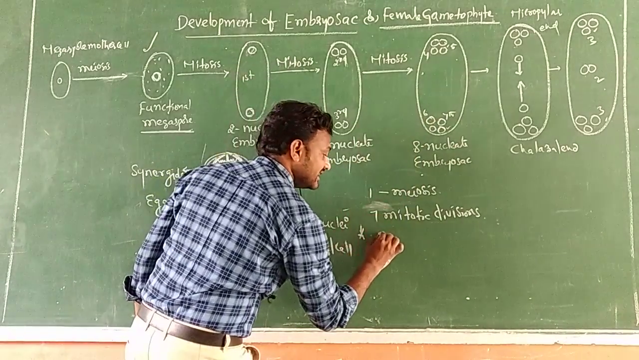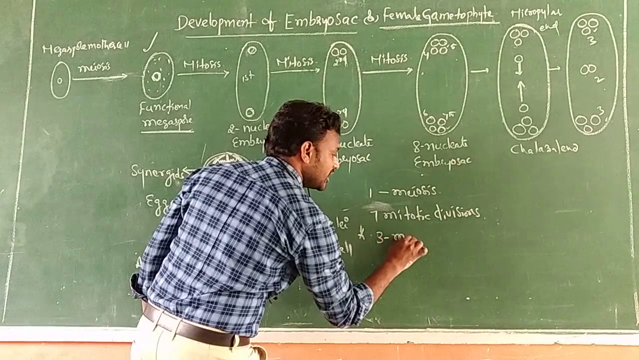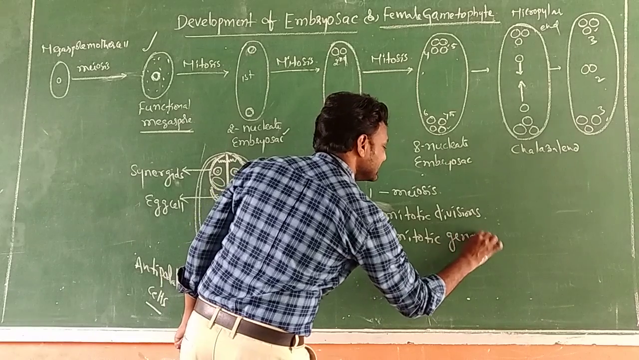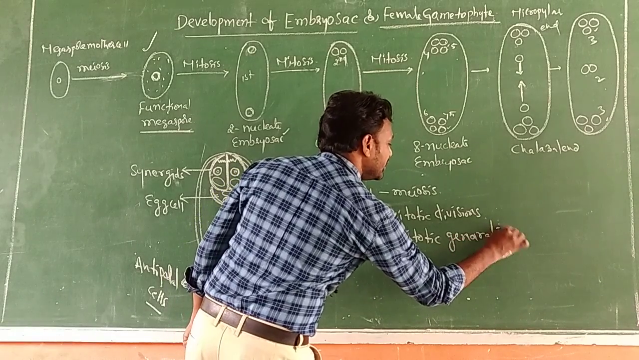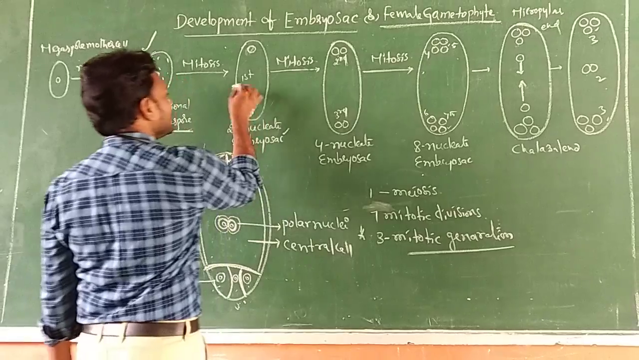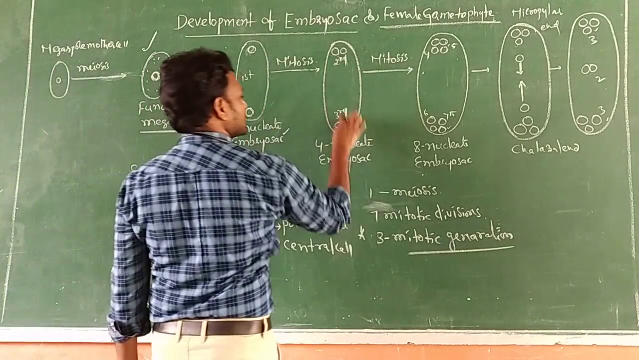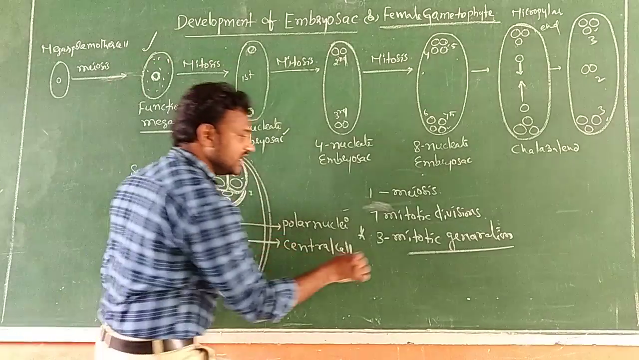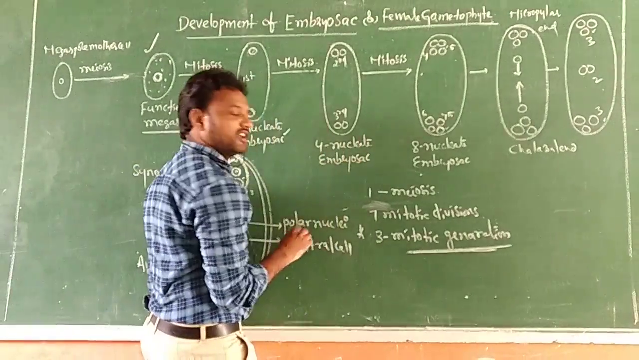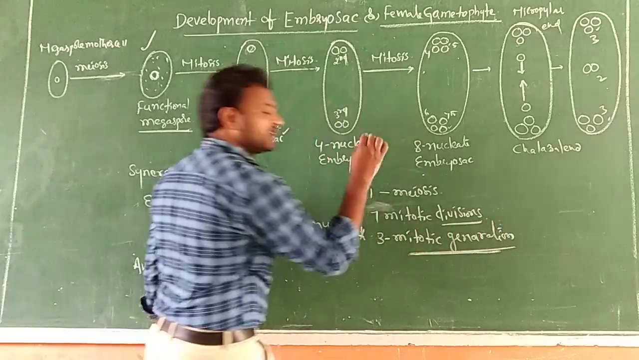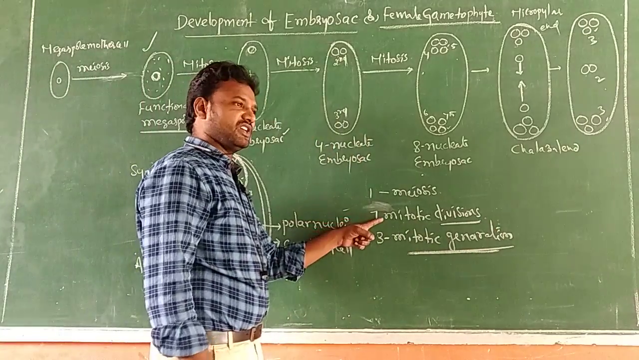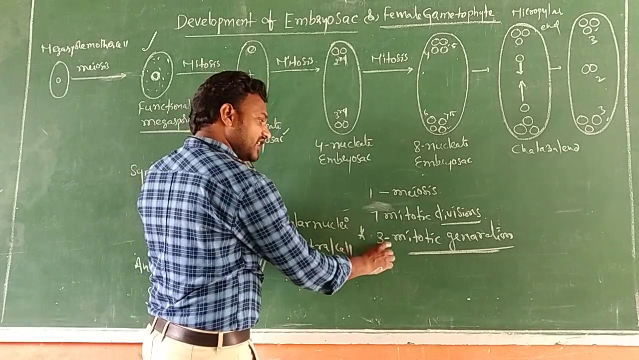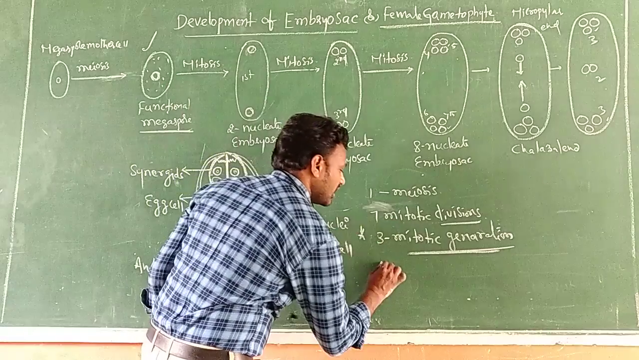7. But here you observed 3 mitotic generations. How many generations? 3 mitotic generations. This is the first generation. This is the second generation. This is the third generation. Generations are only 3, but divisions are how many? 7 mitotic divisions. 1 meiosis, 7 mitotic divisions, and 3 mitotic generations are required.